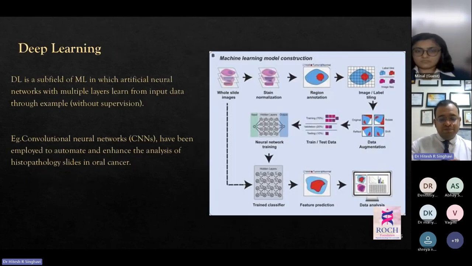Now, what is deep learning? Deep learning is a field of machine learning in which artificial neural networks with multiple layers learn from input data without supervision. So for a lay person, the main difference between machine learning and deep learning is that deep learning may be unsupervised, while machine learning usually is supervised. An example of deep learning is convolutional neural networks, which have been employed to automate or enhance the analysis of histopathological slides in oral cancer.